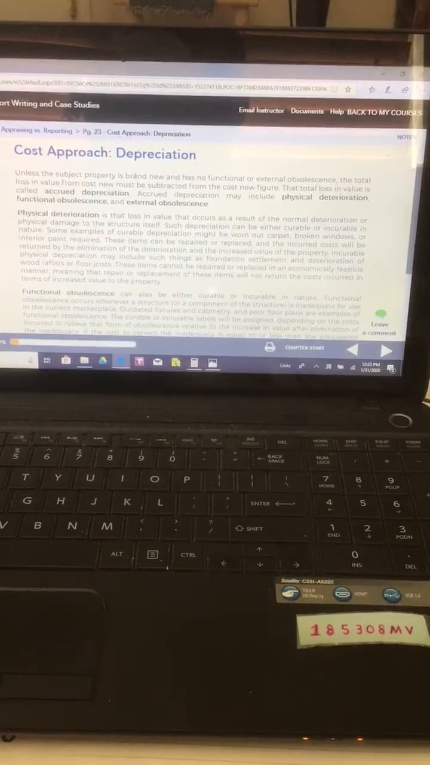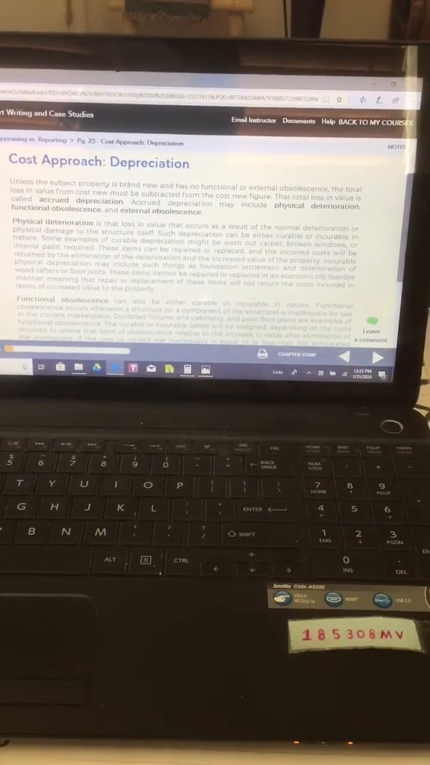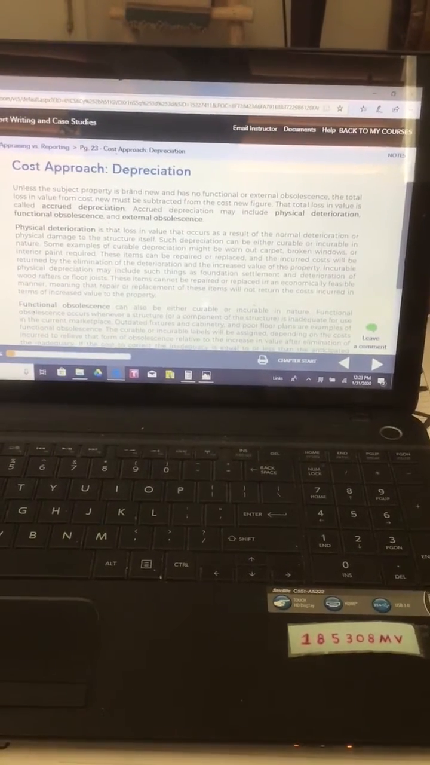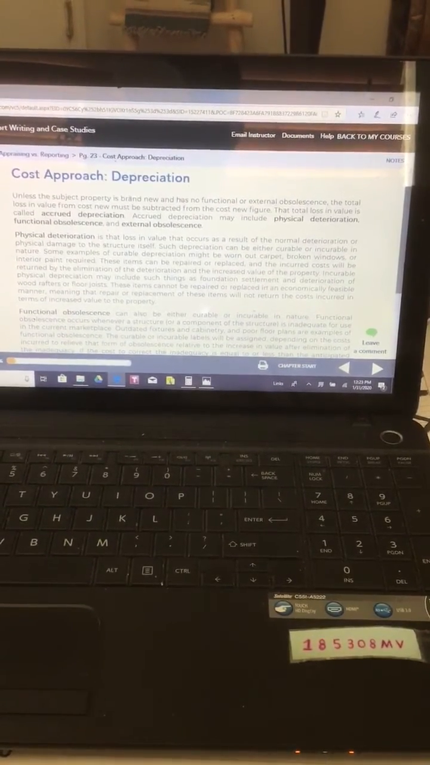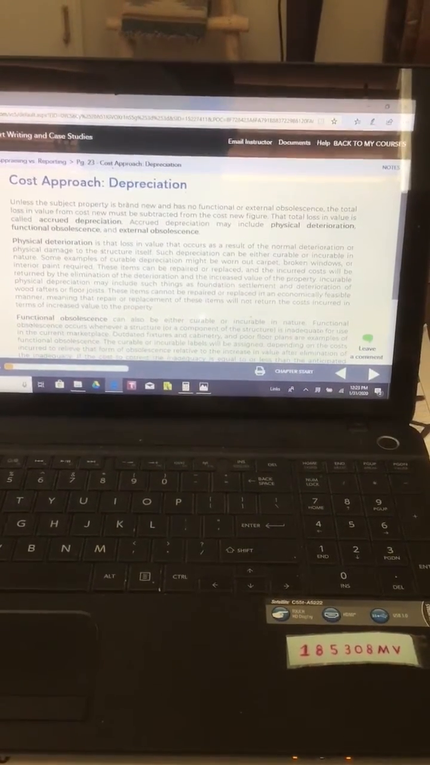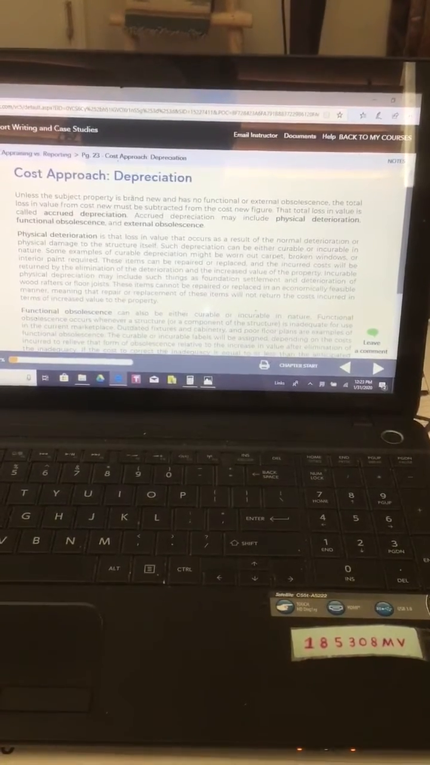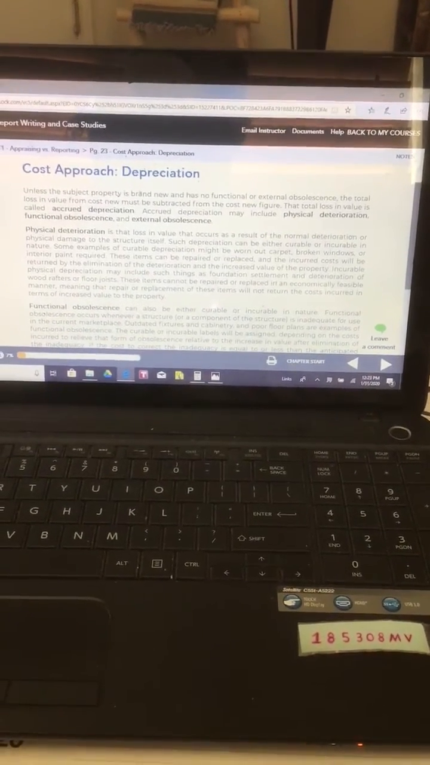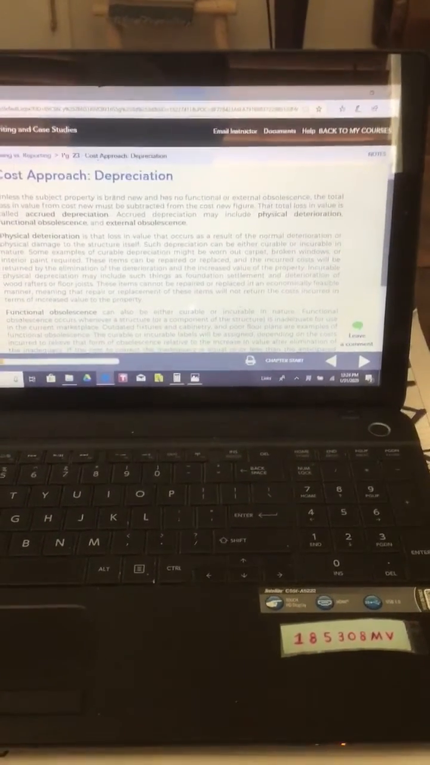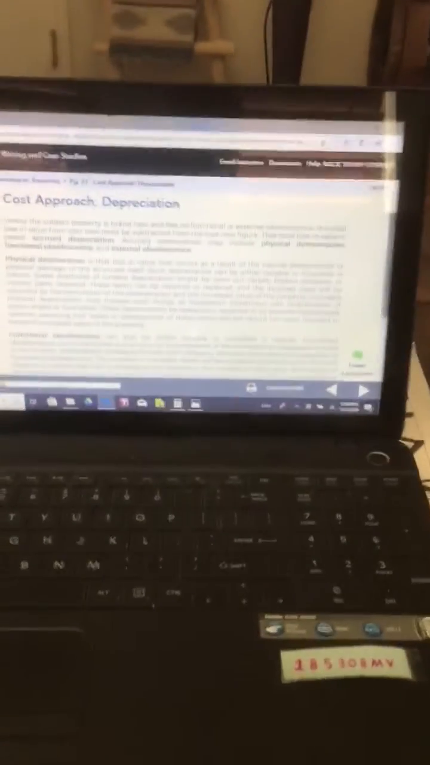Incurable physical depreciation may include such things as foundation settlement and deterioration of wood rafters or floor joists. These items cannot be repaired or replaced in an economically feasible manner, meaning that repair or replacement of these items will not return the cost incurred in terms of increased value to the property.